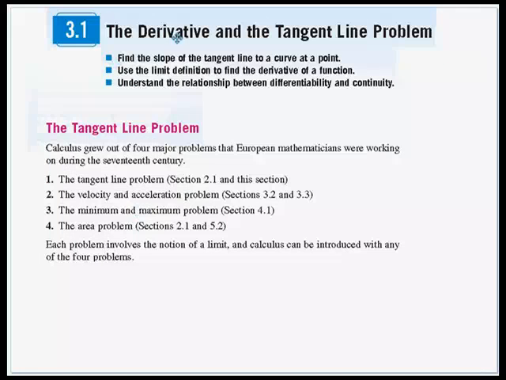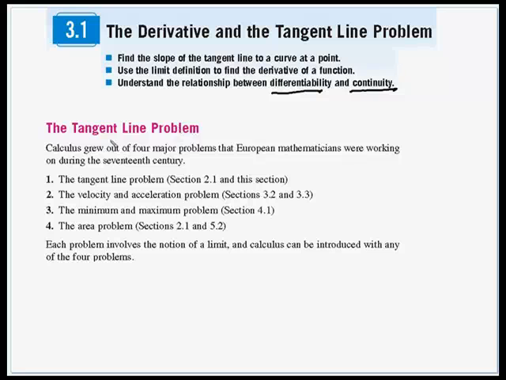So, in Chapter 3, Section 1, we're just going to look at what is a derivative and how is it related to the tangent line problem. I think I brought that up in the beginning of Chapter 2. So in this section, we're going to find the slope of a tangent line to a curve at a given point. We're going to use the limit definition to find the derivative of a function and understand the relationship between these two ideas, differentiability and continuity.